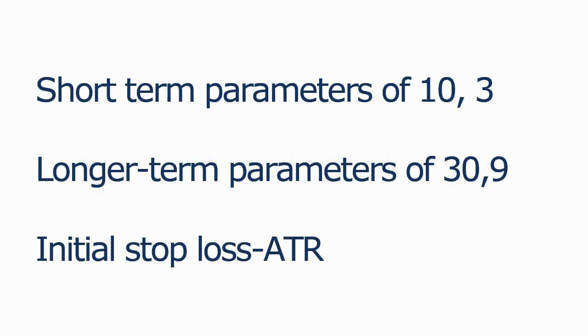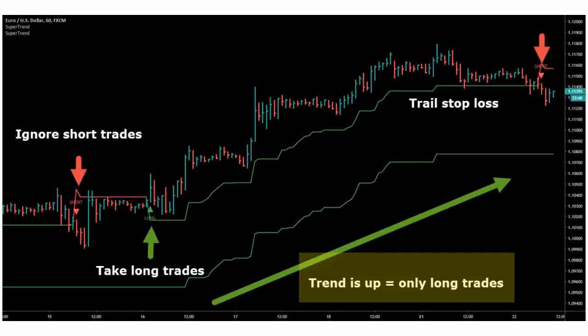The longer-term one, we're just going to multiply the short-term ones by 3. So now it's 30 and 9. We are going to use the ATR for our initial stop loss. Okay, so let's take a look at the strategy on a 60-minute chart.